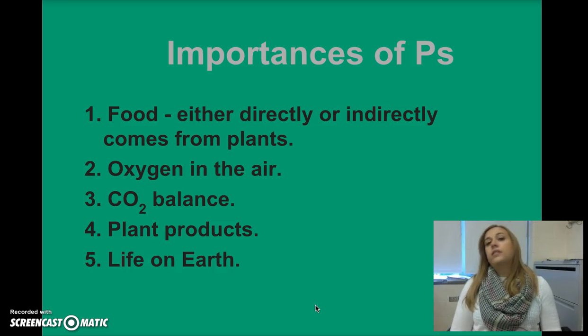The carbon dioxide balance, this has become even more important over the years. You guys can't turn on the TV or read a newspaper without hearing something about carbon dioxide in our atmosphere. So at the same time that we're increasing the amount of carbon dioxide through all of our human activities, we are also cutting down lots of trees, and we are taking away something that is used to balance the amount of carbon dioxide. And so plant products, life on Earth, like everything is tied to photosynthesis in plants and how they balance out carbon dioxide, provide oxygen for us to breathe, and essentially all of the energy that we need to stay alive.